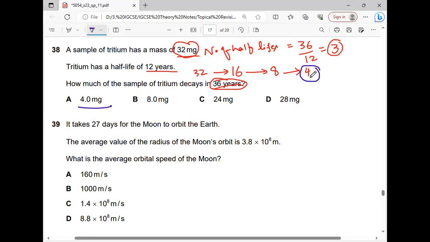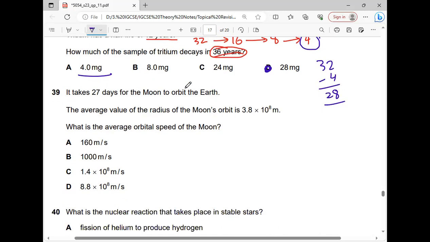So how much amount was decayed? Original amount was 32. Amount left was 4. So now, what will be the answer? Option D is the correct answer. So make sure in the exam we have to look at what is given in the statement: how much of the sample of tritium decays in 36 years. If the statement was how much of the sample of tritium is left, then the answer was 4 milligram.